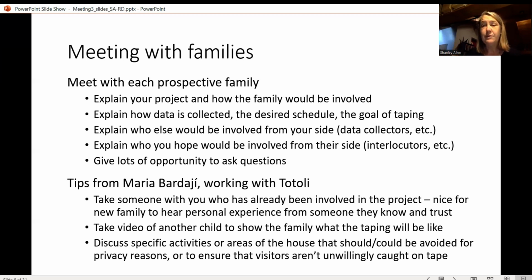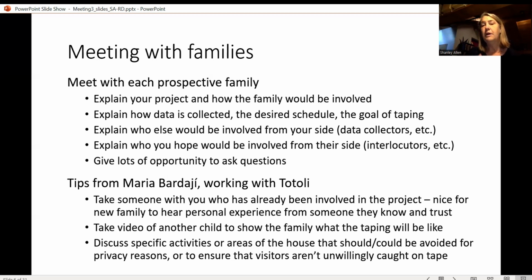And since we're also focusing on child-directed speech, there should be an adult involved that typically interacts with the child, the mother, the father, the grandparent, the babysitter, whoever, but explain who would be involved from their side, and also probably other children that the child plays with, the other siblings.